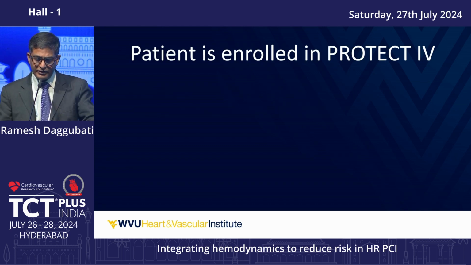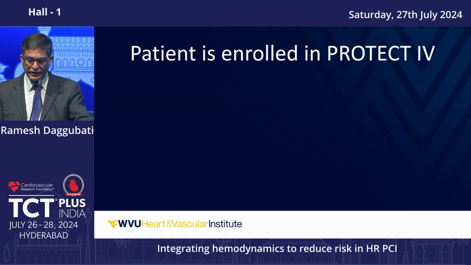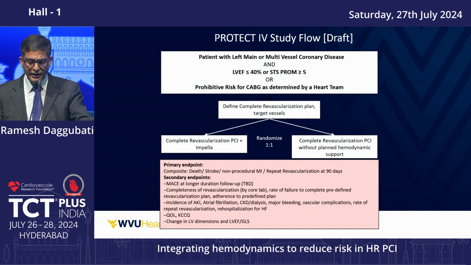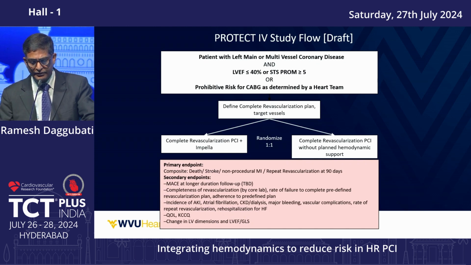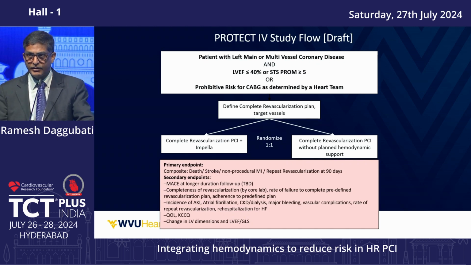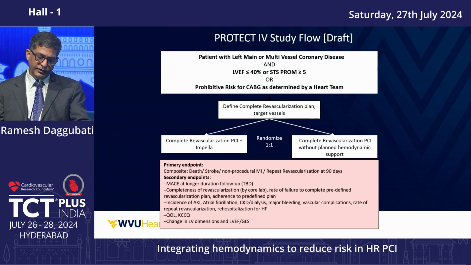At our clinical center, we are part of the Protect 4 clinical trial, and so she was enrolled in the Protect 4. If you look at the study flow, patients with multivessel coronary artery disease, which she meets, more than 2 lesions in 2 arteries, and an EF less than 40%. Actually now we are enrolling only patients less than 25%, with an STS score of more than 5, and prohibitive risk. The surgeon has to decline surgery in these patients before considering them for enrollment in the clinical trial.